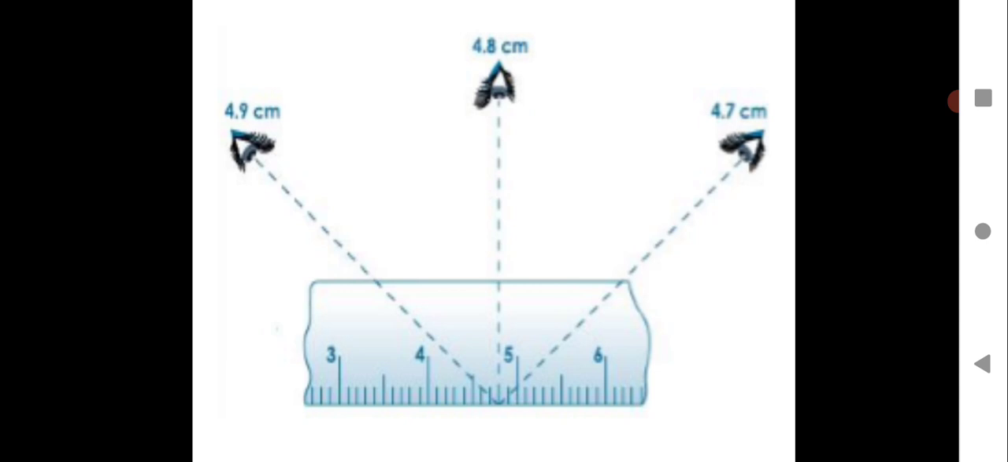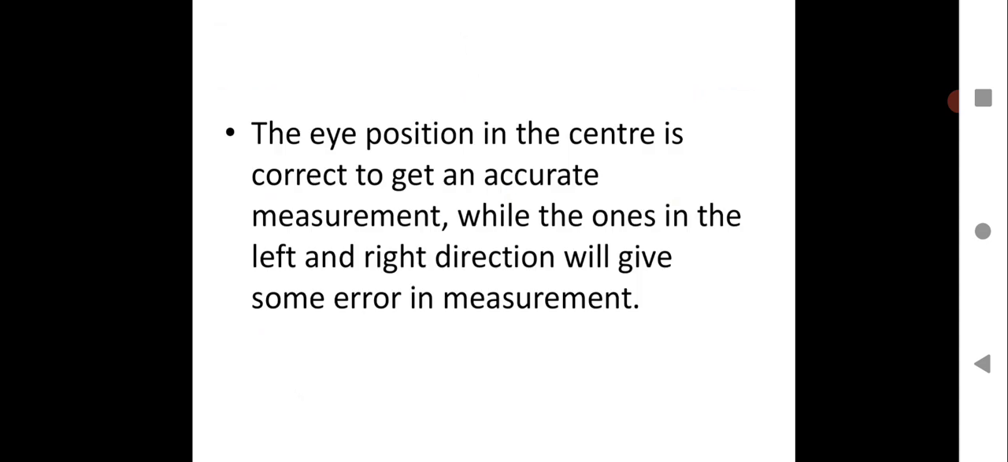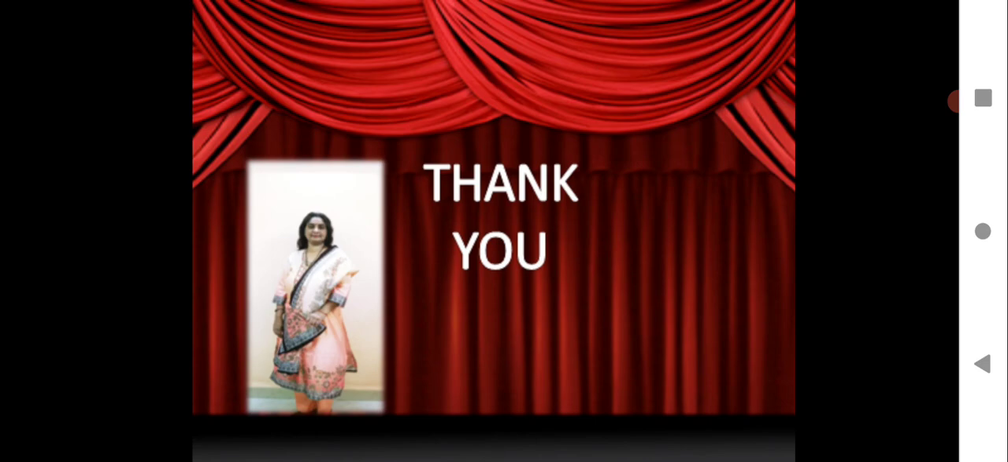So the position of the eye when you are measuring with the scale is extremely important. Otherwise, it will give you error in the reading due to improper contact with the scale and the object. I hope this is very clear. So the eye position in the center is correct to get an accurate measurement. Please do write this. While the other ones in the left and right direction will give some error in measurement, as I told you. You just have to mention in your notes, children.